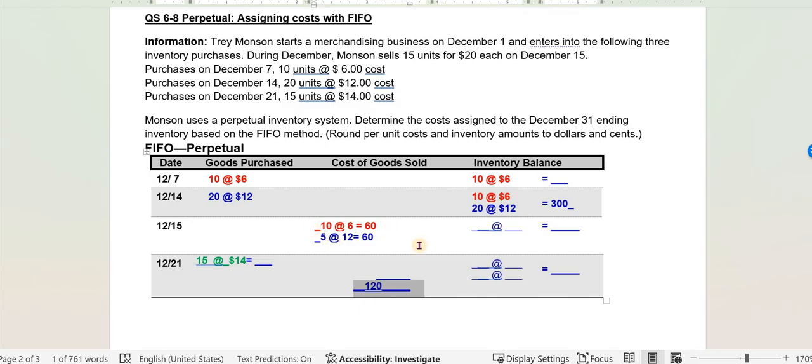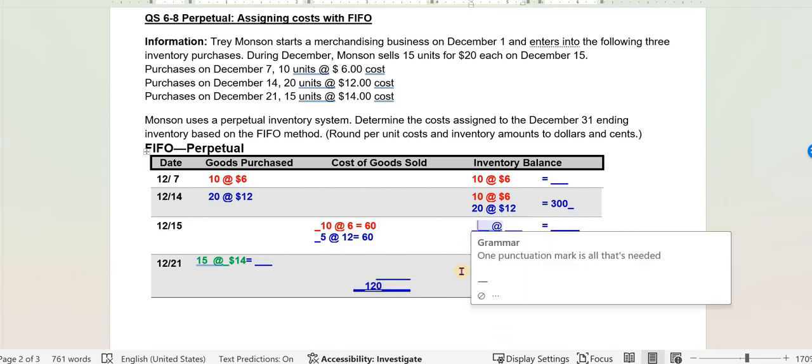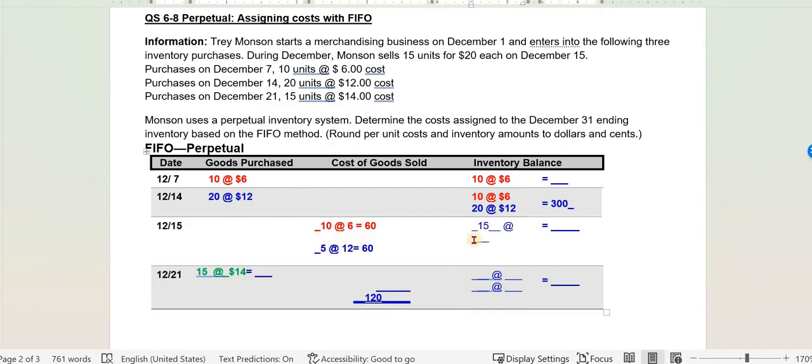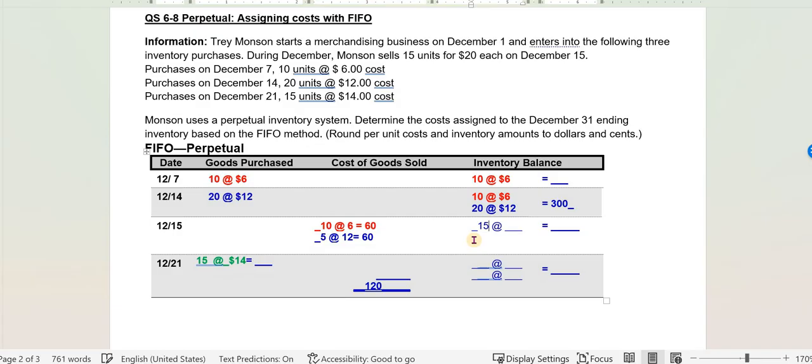First layer, next layer. What's our inventory balance? Well, the red layer is gone. 5 of the blue layer is gone, so I must have 15 of them left. And they cost me $12 each for $180 worth of inventory.